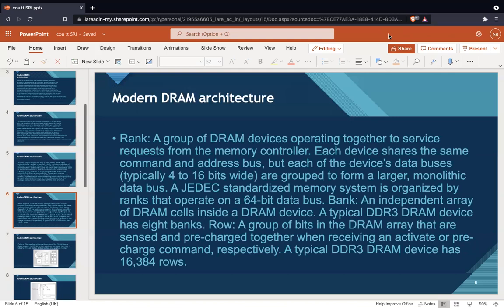Bank, an independent array of DRAM cells inside a DRAM device. A typical DDR3 DRAM device has 8 banks. Row, a group of bits in the DRAM array that are sensed and precharged together when receiving an activate or precharge command, respectively. A typical DDR3 DRAM device has 16,384 rows.